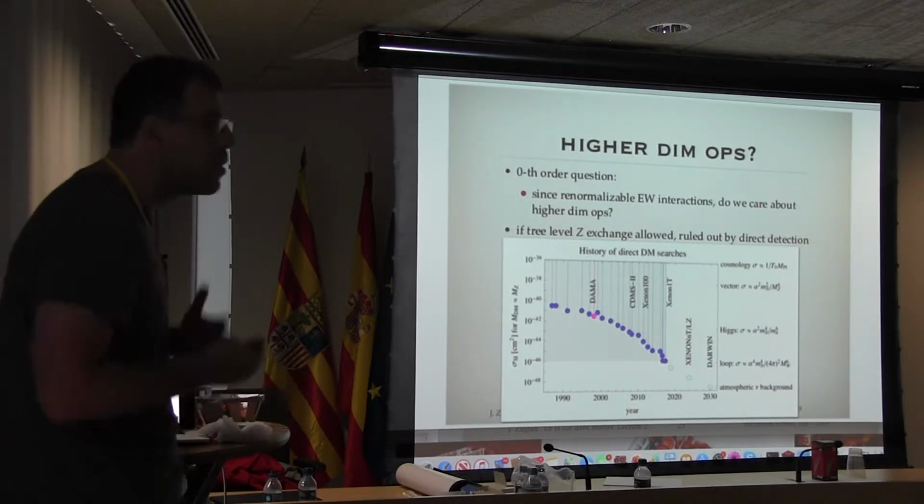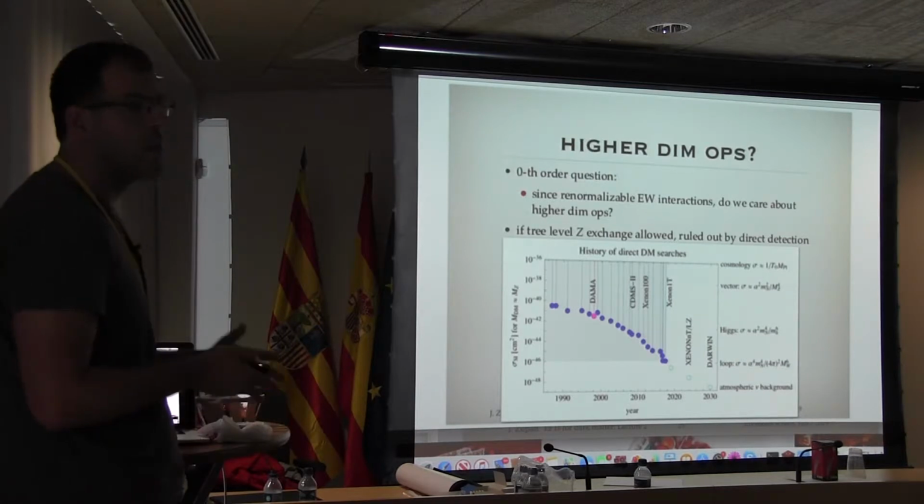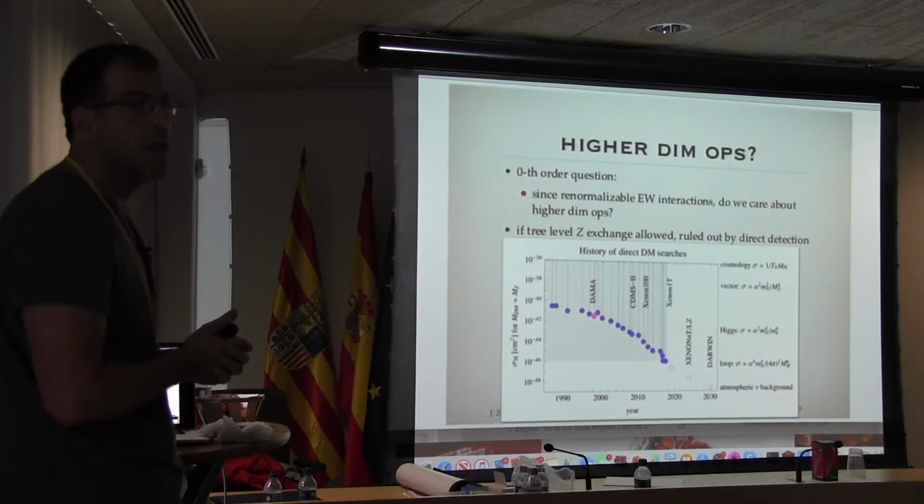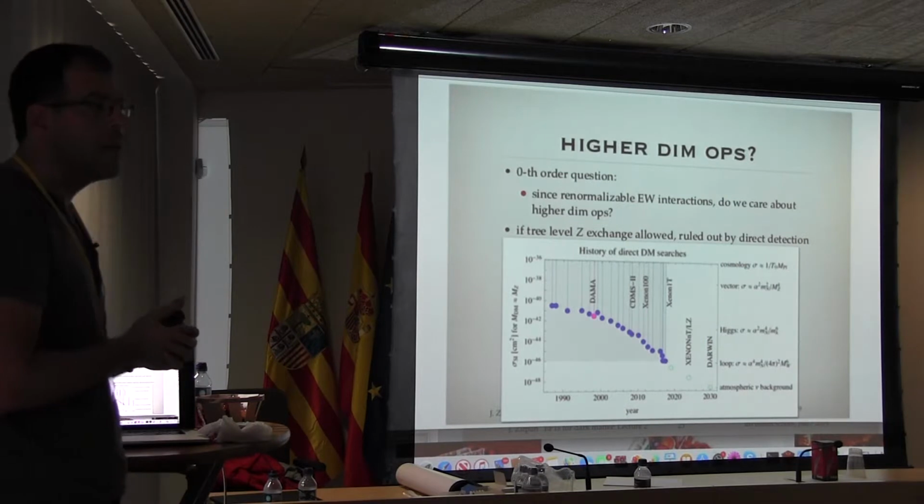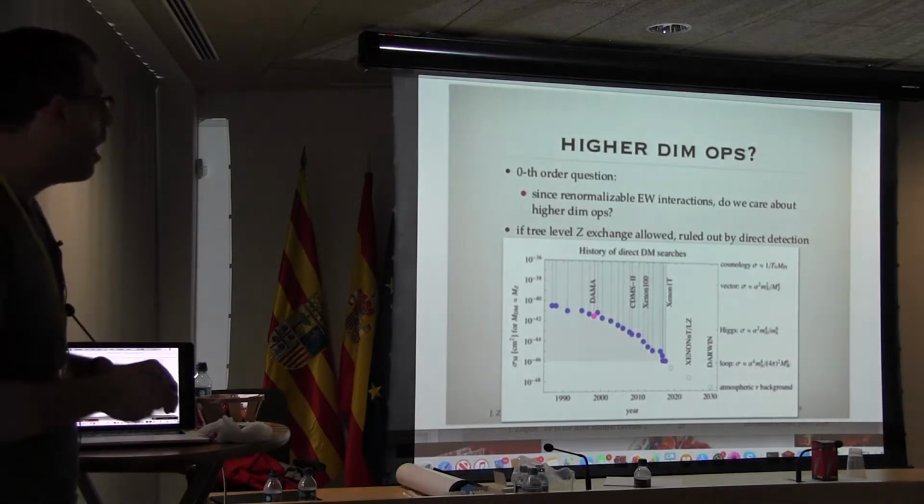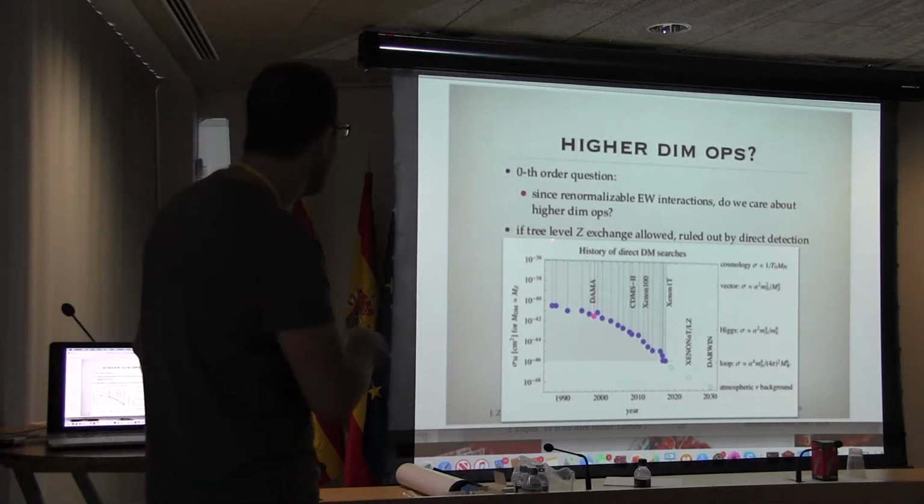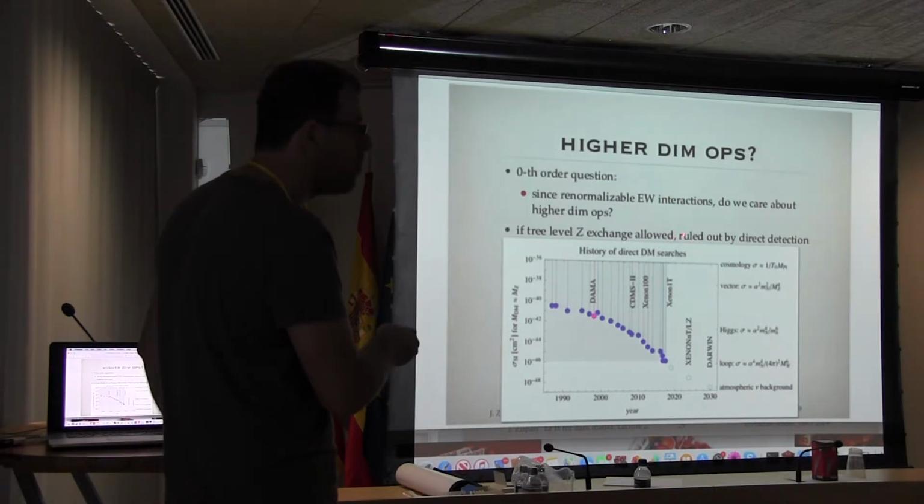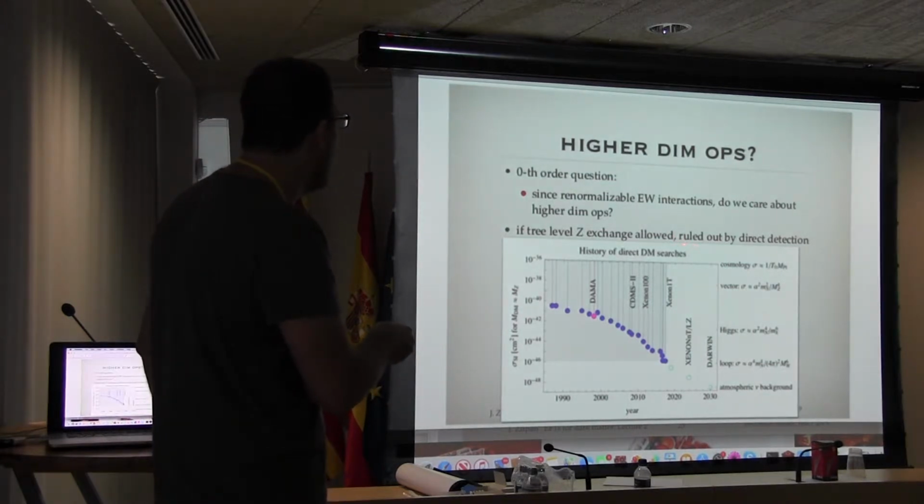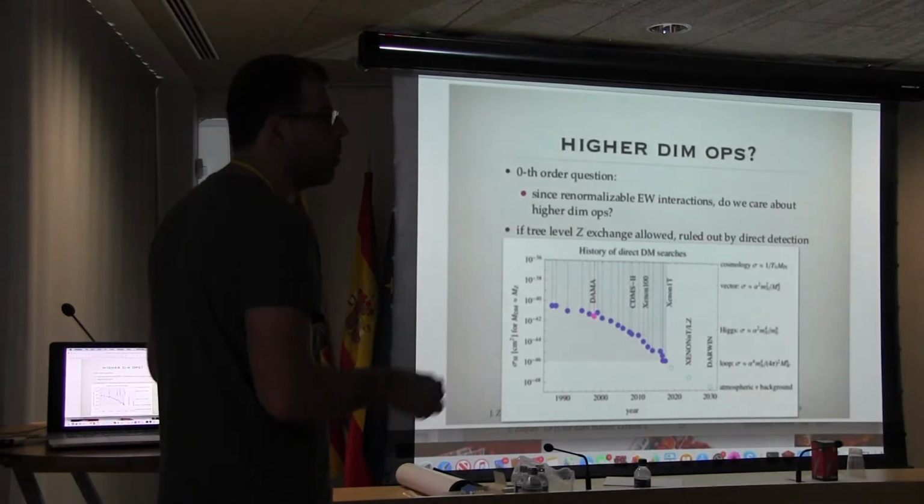As soon as you switched on the detectors, it was excluded. Alright, so what does this mean? It means that the theories... one second, sorry. If you have a three-level Z exchange, it's ruled out by direct detection, so without any suppression.